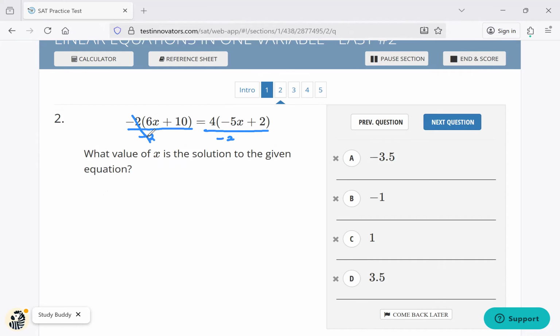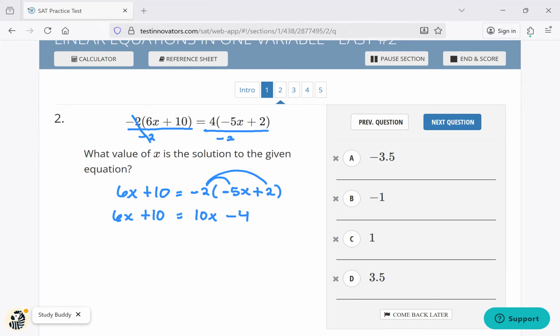So what happens, this cancels, and then you're left with 6x plus 10 equals, and then 4 divided by -2 is -2 times -5x plus 2. Now on the right side, you just got to FOIL out this -2. So what's -2 times -5x? Positive 10x. What's -2 times +2 is -4. And then you have 6x plus 10.